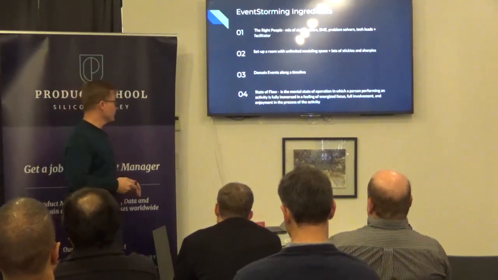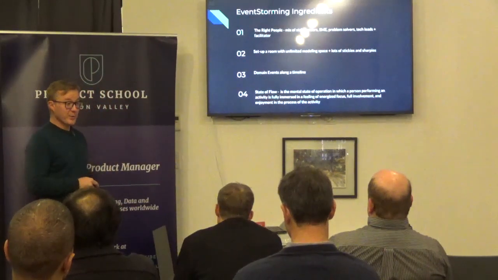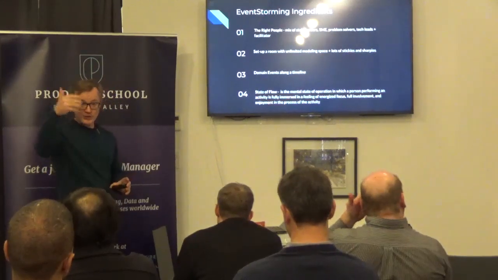So it needs to be set up correctly. The main events along the timeline. Timeline is very important. What's missing right now from user stories and from functional requirements is that there is no timeline. You read it as a book.